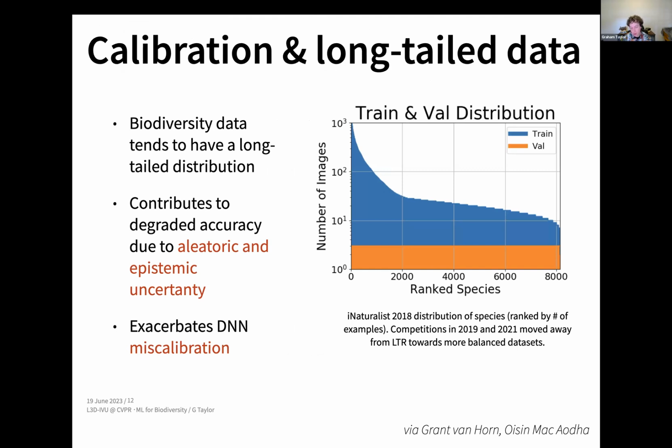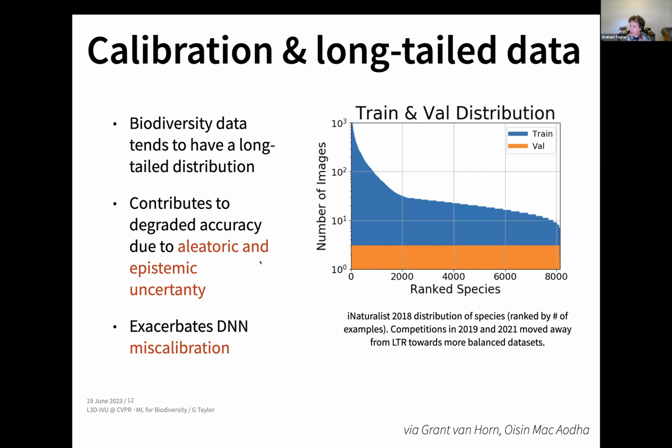So let me talk about a few of the issues with biodiversity data, and some of these have already been explored in the workshop today. The biodiversity data tends to have a long-tailed label distribution. I'm showing a plot from iNaturalist 2018, a data set some of you might be familiar with already. You can see that in the training set, there are a few classes which have a decent 1,000 or more images, but that quickly falls off. There's a large number of species that are represented by only between 10 and say 50 images. And some of them even have fewer than 10 images in the data set. But here in iNaturalist, you're expected to do well on all of the species. The validation set is uniform in its distribution.